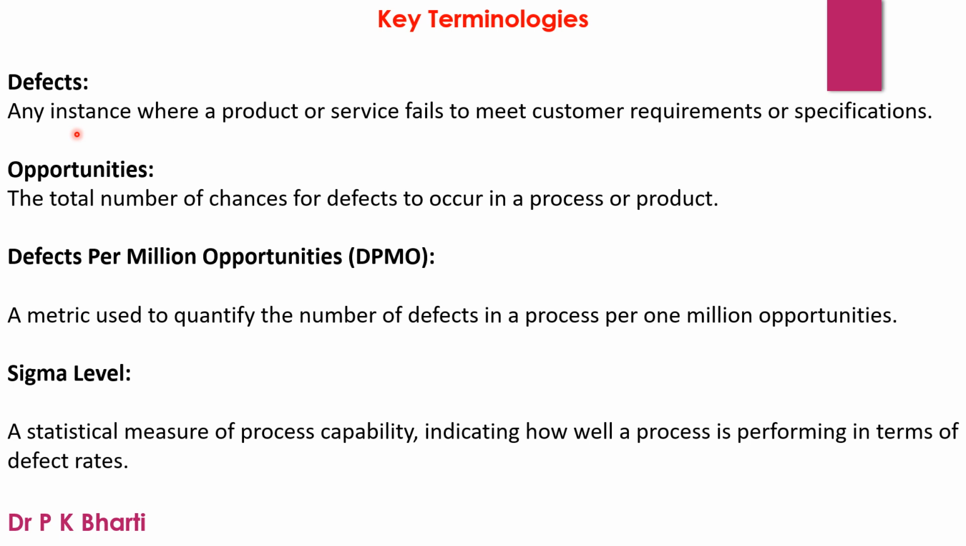Now let us see what is a defect. Any instance where a product or service fails to meet customer requirements or specifications is known as a defect. Then the term opportunities: the total number of chances for defects to occur in a process or product. Defects per million opportunities, as we have discussed, is a metric used to quantify the number of defects in a process per million opportunities. Sigma level, which we will also discuss in the next slide, is a statistical measure of process capability, indicating how well a process is performing in terms of defect rates.